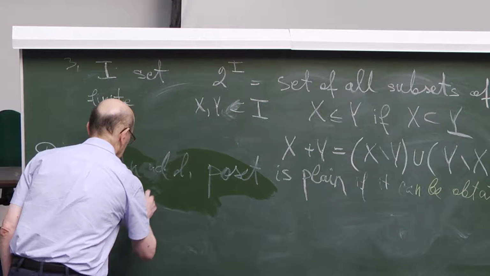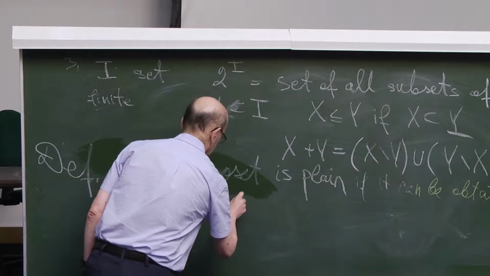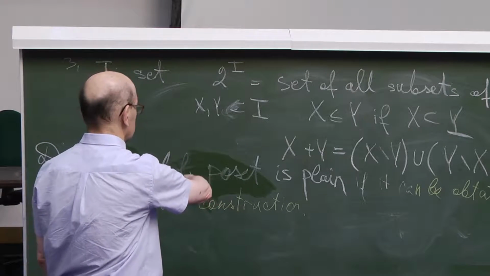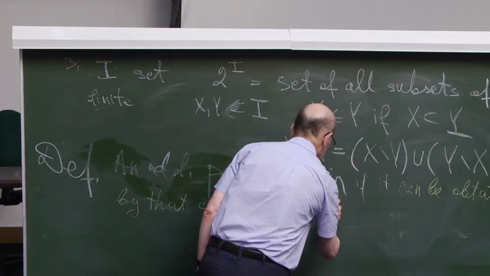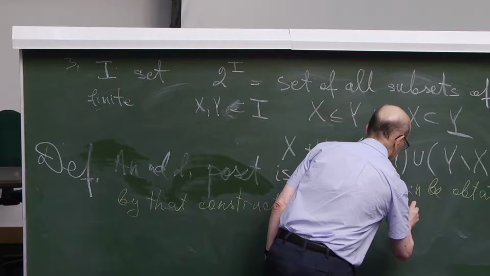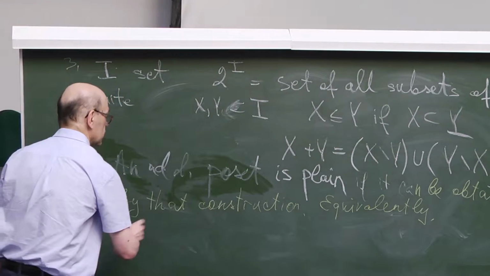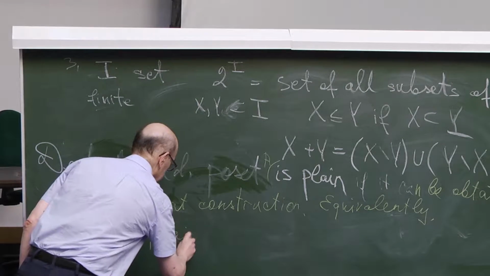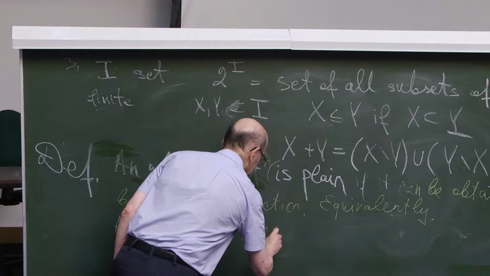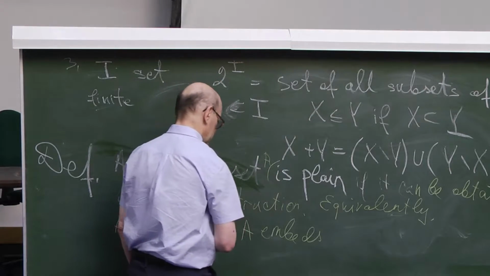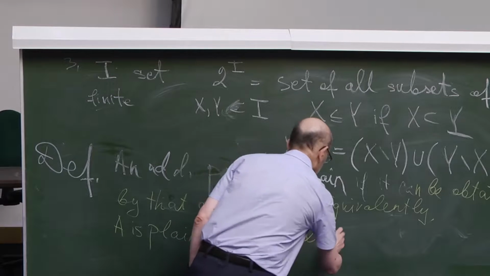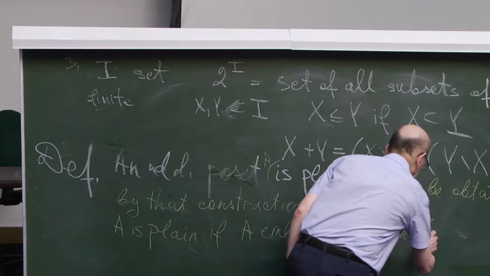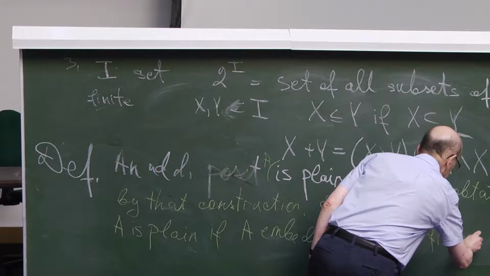by that construction, or in other words, one can say if it is an additive subposet of this guy, equivalently an additive poset, let's say A. A is plane if A embeds in this power set of additive posets in 2 to the power I for a finite set I. Yeah, here everything is finite, just for simplicity.